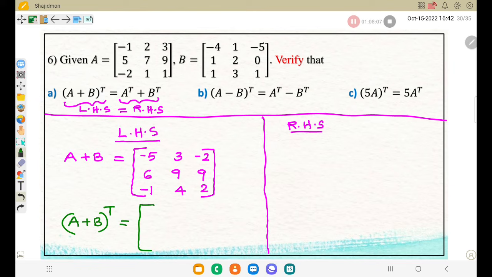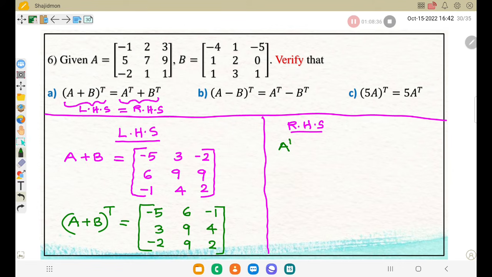Now A plus B matrix transpose, that is the left hand side. Transpose of this matrix, correct? How to find the transpose? Take the first row, write it as first column. What is the first row? Minus 5, 3, minus 2. We are writing first column. Second row, 6, 9, 9. Write it as second column. Third row, minus 1, 4, 2. This is the third column. So this is the left hand side, A plus B transpose.